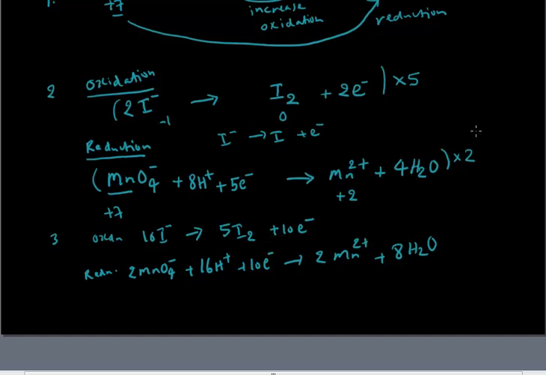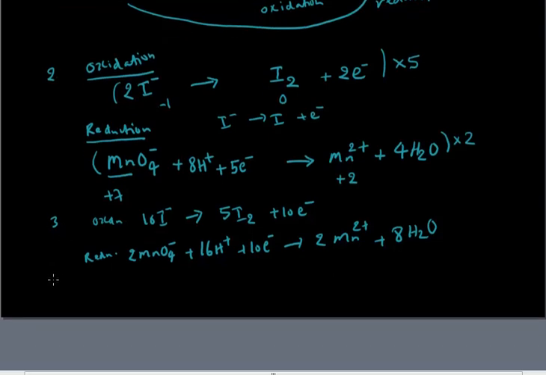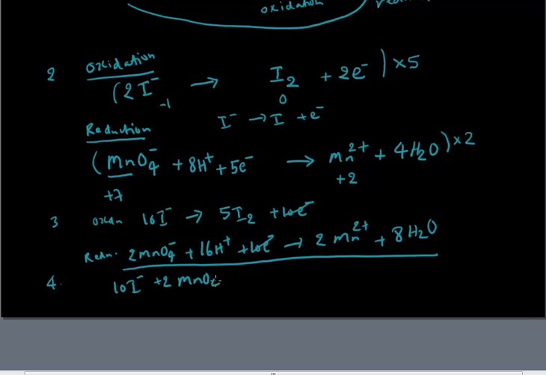So in step 4, what you have to do is simply add these two half equations. When you add them, you can see that we have 10 moles of electrons on opposite sides, so we can cancel these out. Whatever atoms are remaining, we simply add them together. On the left hand side, I have 10 moles of iodide ion plus 2 moles of permanganate ions plus 16 moles of H+. And on the right hand side, we cancelled out the electrons, but we are left with 5 moles of iodine molecules, 2 moles of Mn2+ ions, and 8 moles of water. So this is our balanced redox equation.